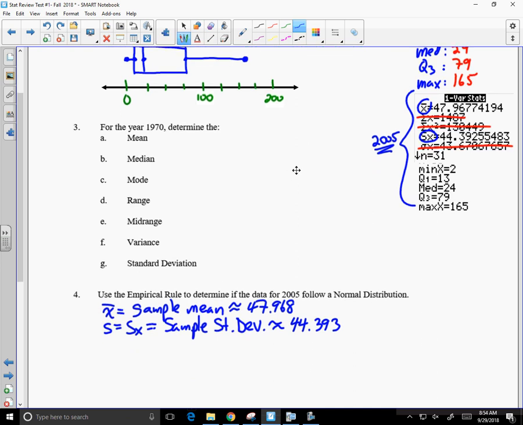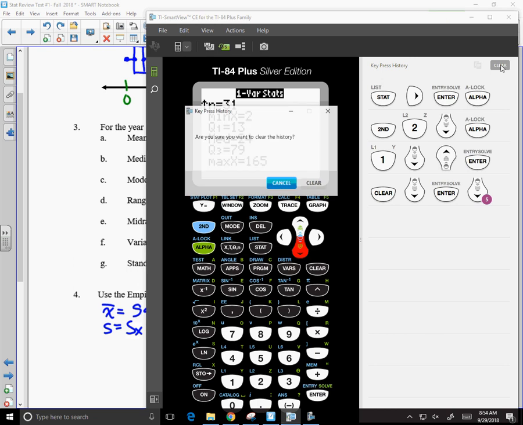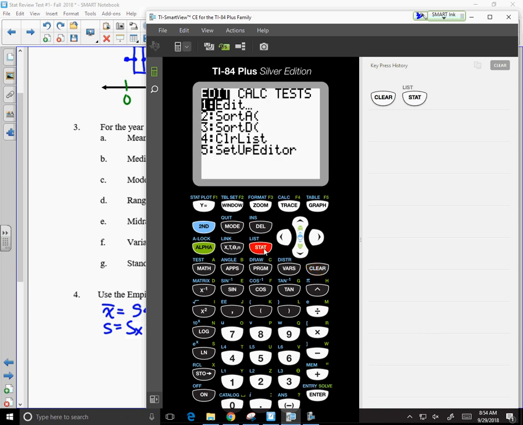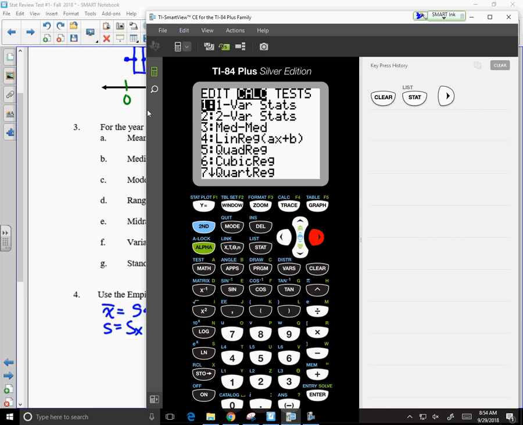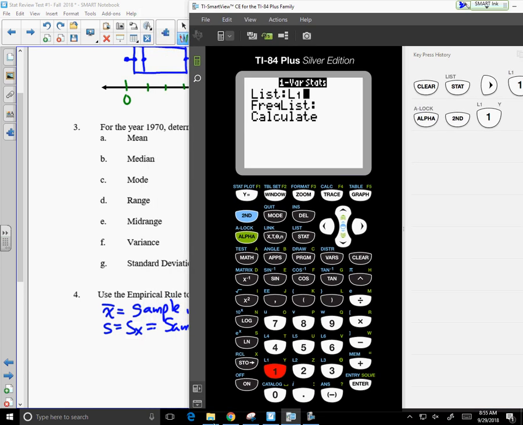Now number 3 is really just skill-based. It's a way for you to check a box and say, I know how to do this. So same process that we used for the previous question, except now we're looking at L1 because it's the year 1970. The data's already in, so STAT, CALC, option 1. I'm going to turn off my alpha so I don't get confused. And then just select second 1.